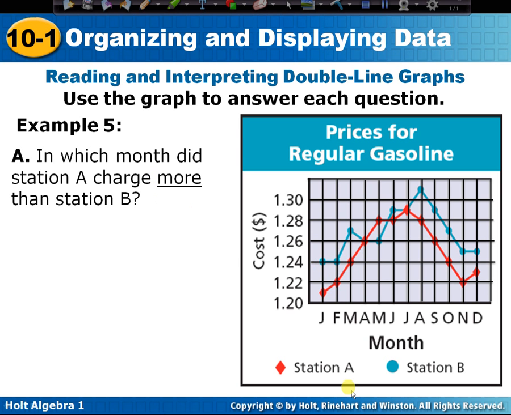So I'm going to look through, and I'm looking for where A is higher than B, or where the red is higher than the blue, and that happens right here, where the red is higher than the blue, and that is the month of May. So we're going to write May for part A.